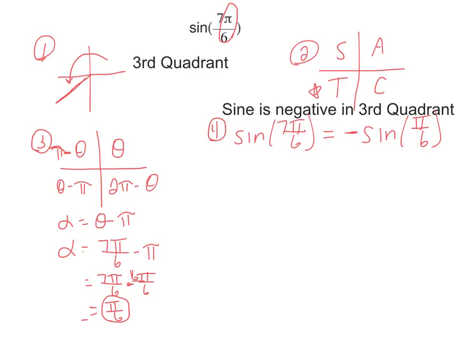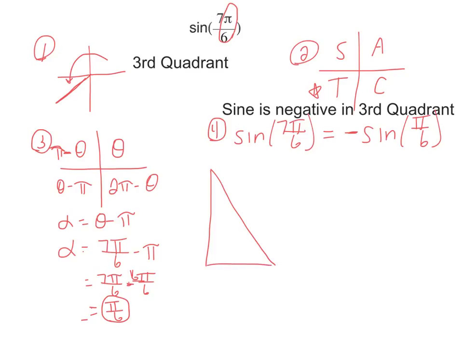So 7 pi over 6 was in the third quadrant, which tells us that sine is negative, and it also helps us to find the reference angle, which is pi over 6. Because now that we have this, we're going back to our special right triangles in order to figure out what the exact value is.